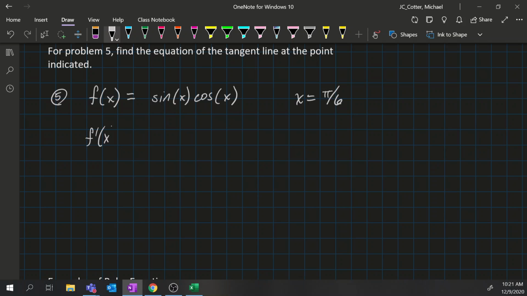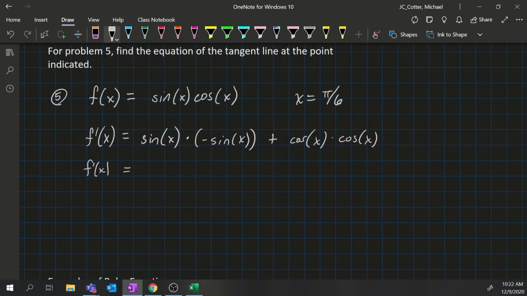So let's take the derivative first. We're going to do sine times the derivative of cosine, which is negative sine, plus cosine times the derivative of sine, which is cosine. Okay? And simplifying, this is negative sine squared x plus cosine squared x. And that's the derivative f prime x.